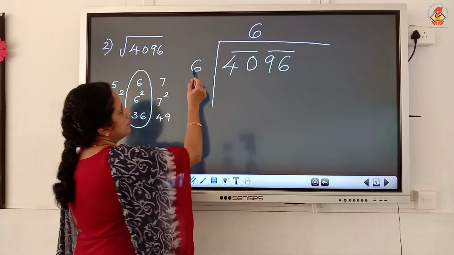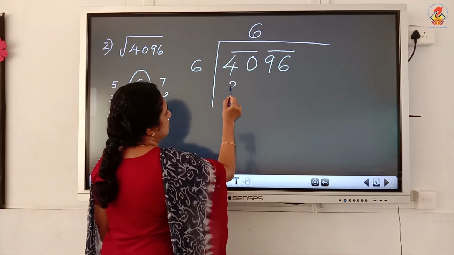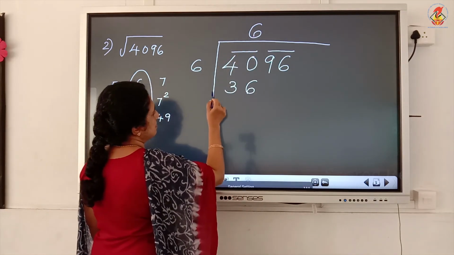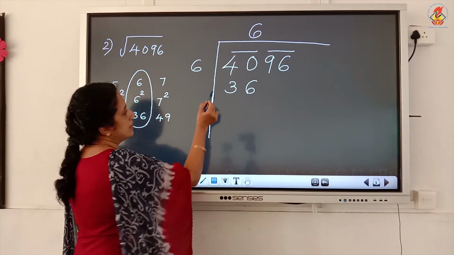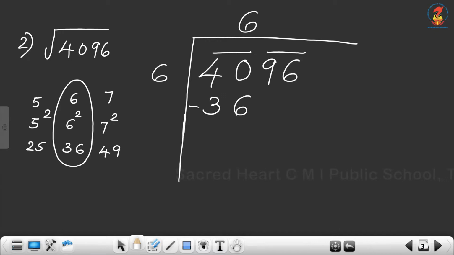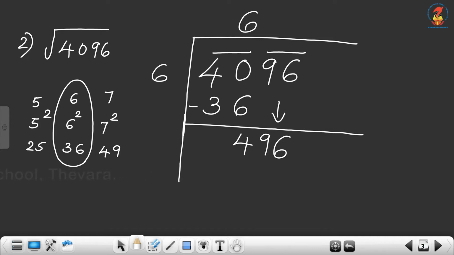Therefore, 6 into 6, 36. That is less than or equal to 40. Now find 40 minus 36. That is 4. Now what is the next step? You have to bring the number under the next bar down. So you have to bring 96 down. So the new dividend is 496.